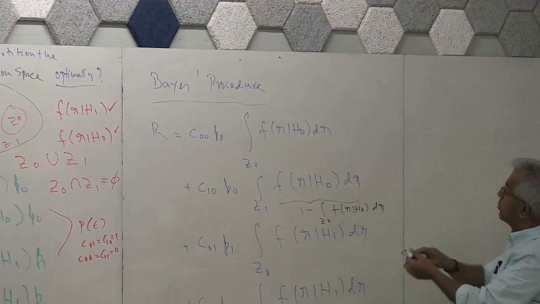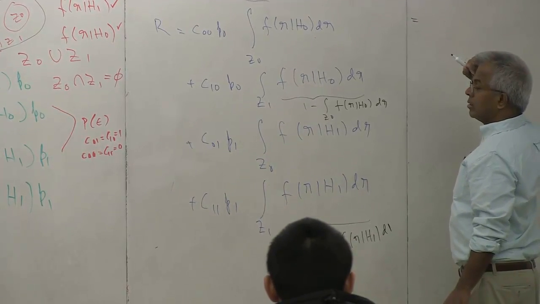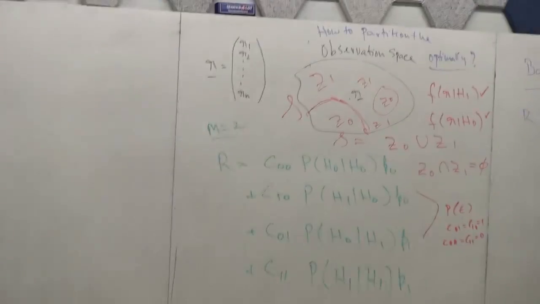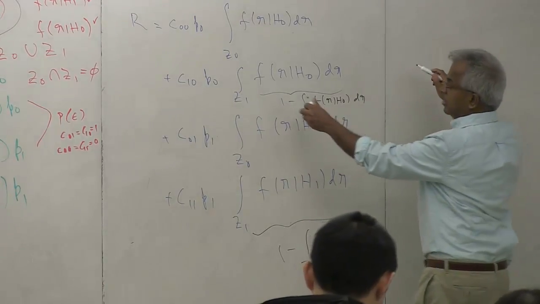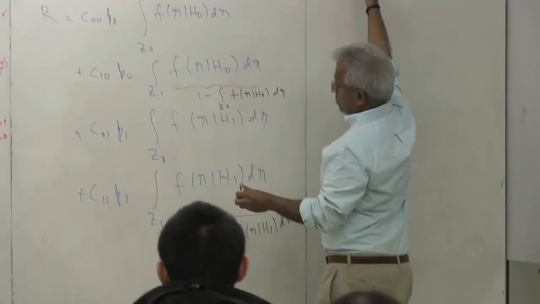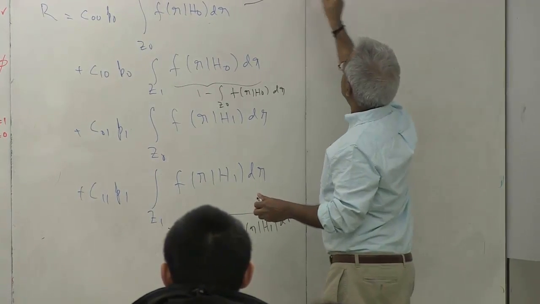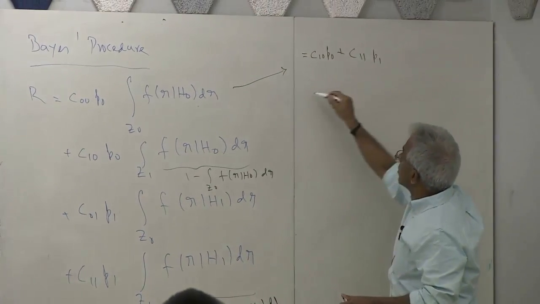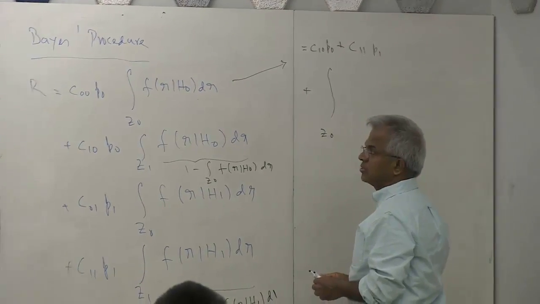Okay. So let me put it together and let me see whether I can write it here. So you have a constant C. Look here, there is a constant. So C10 P0 plus C11 P1, right? P1 plus an integral on Z0. So let's collect all the terms.